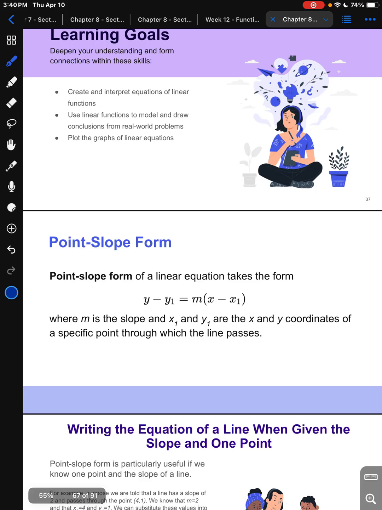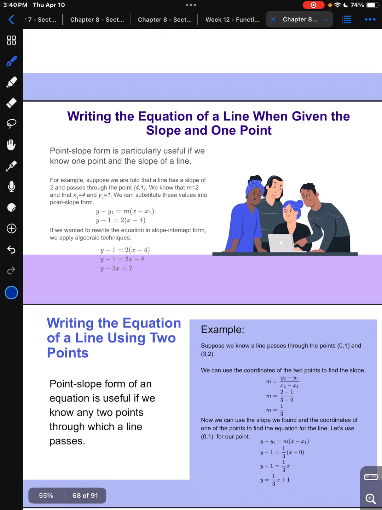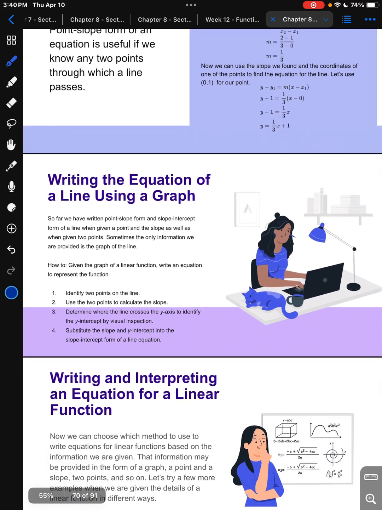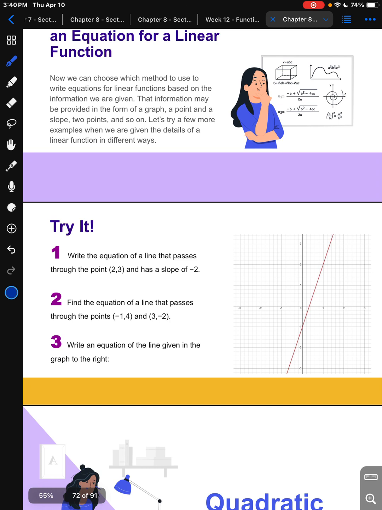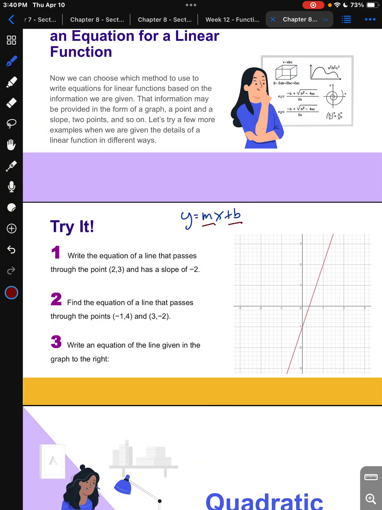Now there's a few other formulas here. We have point slope. This is point slope form. Here's an example of using point slope form. A couple of examples of how that works. So if I want to write an equation of a line that passes through the point 2, 3 with a slope of negative 2, I'm going to use slope-intercept form. And you need two things. You need the slope and the y-intercept. So I have the slope. I need to find the y-intercept.